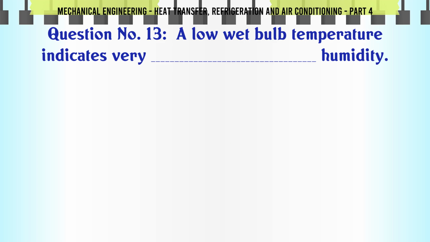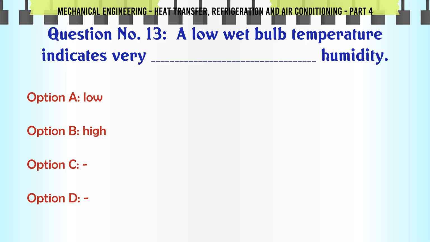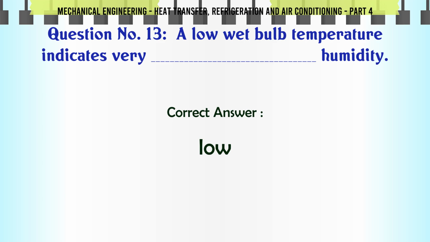A low wet bulb temperature indicates very low humidity. A. Low. B. High. The correct answer is low.